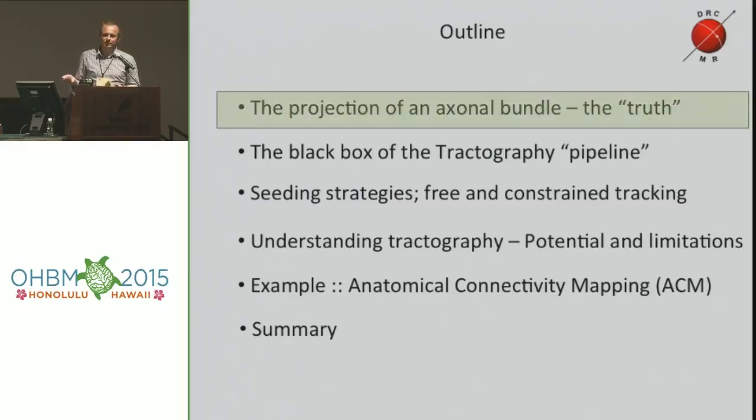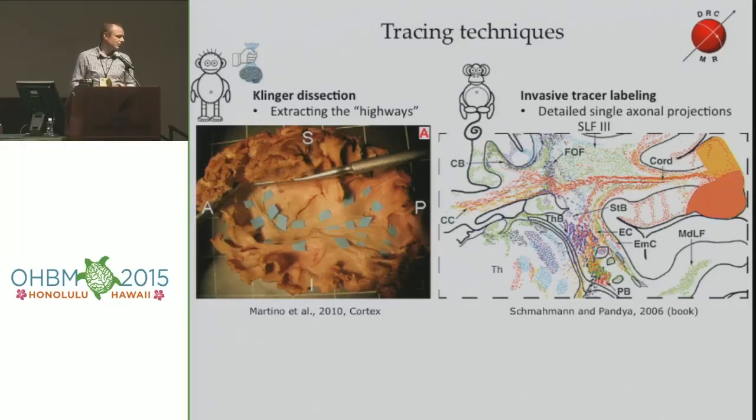What does the true axonal network actually look like, when we try to model it with diffusion tractography? There are different ways to visualize the networks. In the human brain we can use Klingler dissection, where you have formalin-fixed tissue. You freeze and thaw, freeze and thaw, and then you can very gently delineate the major fiber pathways of the brain, as illustrated here. You can compare this with your diffusion tractography and see that you get something that corresponds very much to the tracks extracted with Klingler dissection. But this is only the major pathways.